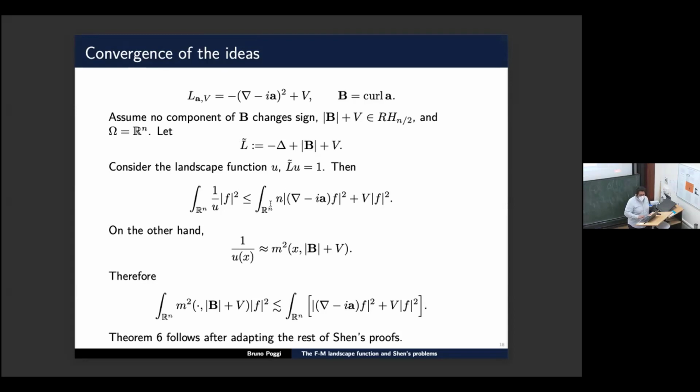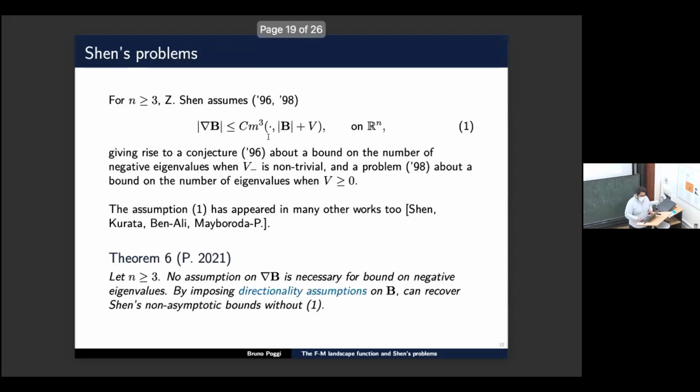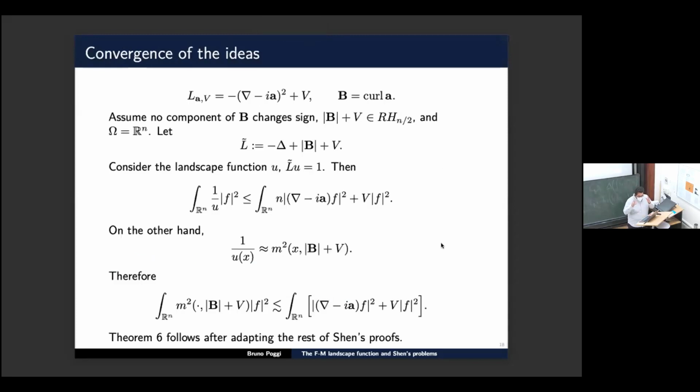So this is the energy of the magnetic Schrödinger operator now, but this U is the landscape function related to this operator L tilde. Now, the point is that I also showed that 1 over U is comparable to m squared, right? The point was equivalence. So on the left-hand side, I can just replace it with m squared. And that gives the uncertainty principle for the magnetic Schrödinger operator. But at no point did I need to assume this assumption 1, which was a key assumption to make this estimate true in the previous papers.